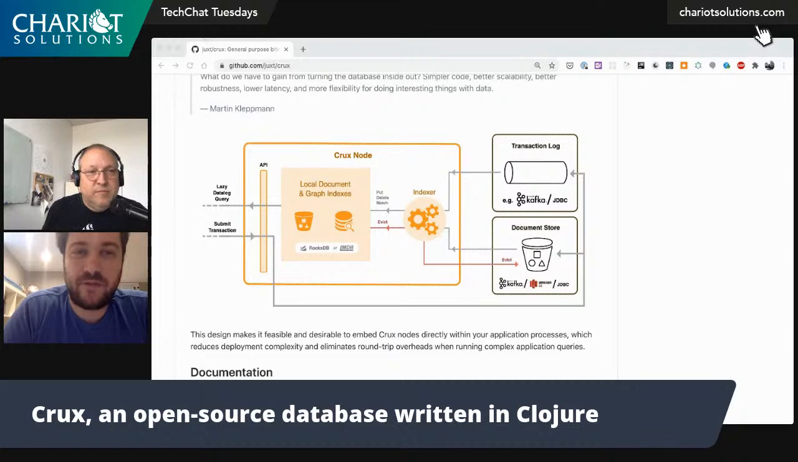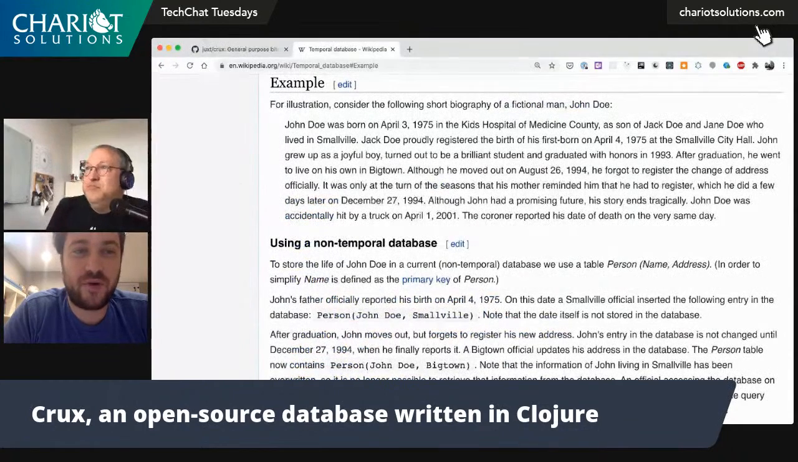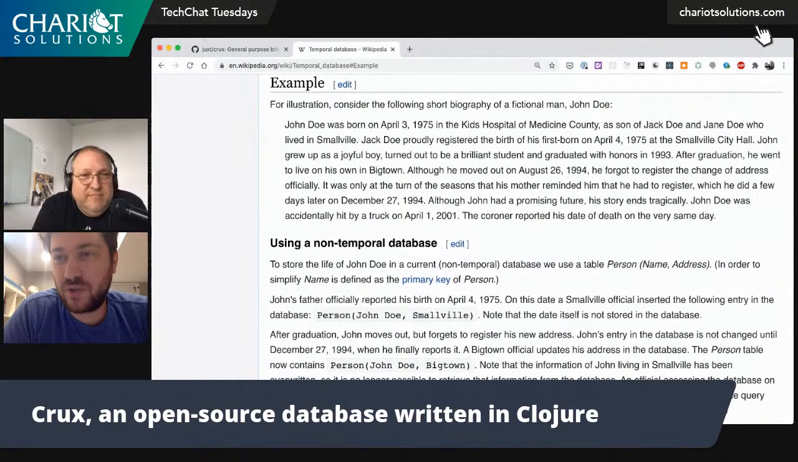So here's a fictional person named John Doe, and here's a little bit about him, like his biography. John Doe was born on April 3rd, 1975, in the Kids Hospital of Madison County, as son of Jack Doe and Jane Doe, who lived in Smallville. Jack Doe proudly registered the birth of his firstborn on April 4th, 1975, at the Smallville City Hall. John grew up as a joyful boy, turned out to be a brilliant student, and graduated with honors in 1993. After graduation, he went on to live on his own in Big Town. Although he moved out on August 26, 1994, he forgot to register to change the address officially. It was only at the turn of the seasons that his mother reminded him that he had to register, which he did a few days later on December 27, 1994.